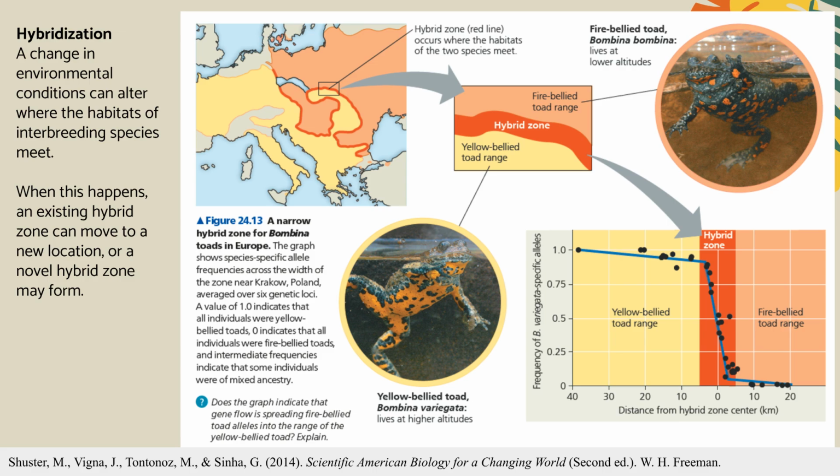This diagram explains hybridization using two species of toads. When environmental conditions change, the habitats of related species may overlap. In these overlap regions, called hybrid zones, individuals from different species can interbreed. The offspring show mixed genetic traits.